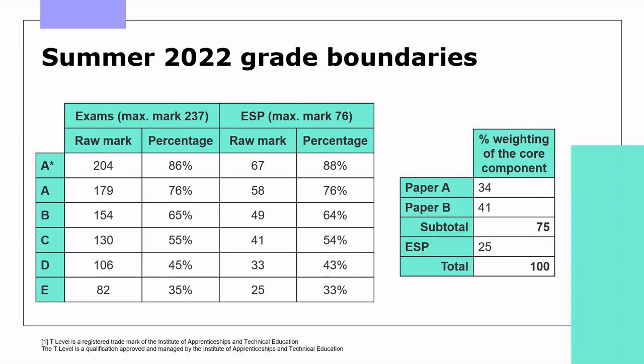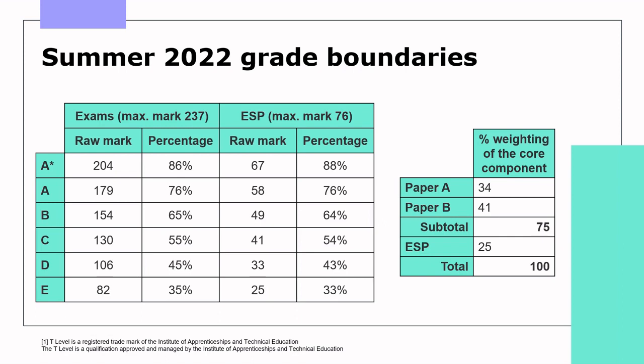Now, the very first sitting of the core assessments occurred in the summer 2022, and here are the grade boundaries for the exam subcomponent and the employer set project subcomponent. Now, while there has also been another sitting of the employer set project in the autumn of 2022, so November just gone, those grade boundaries and Chief Examiner's report haven't been published yet, but will be added to QualHub in about a month's time, on the 16th of March 2023.